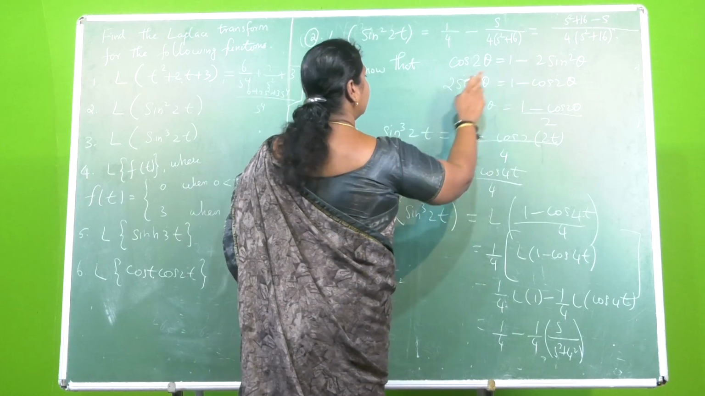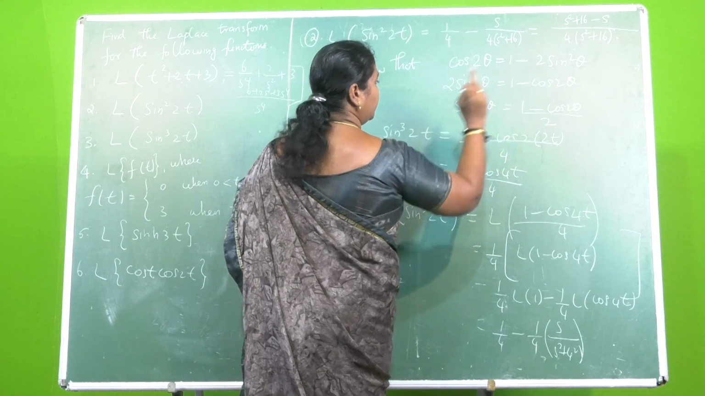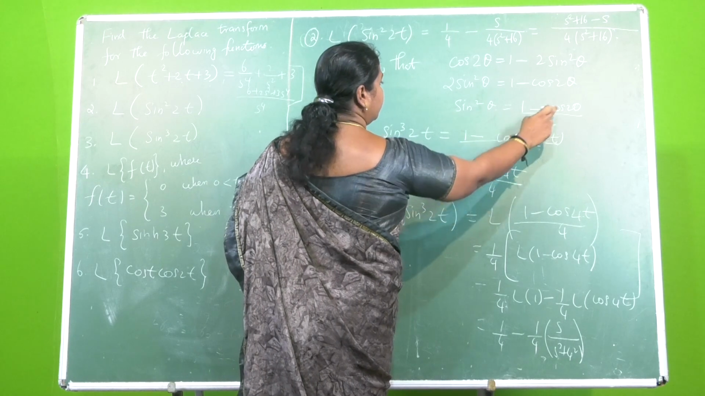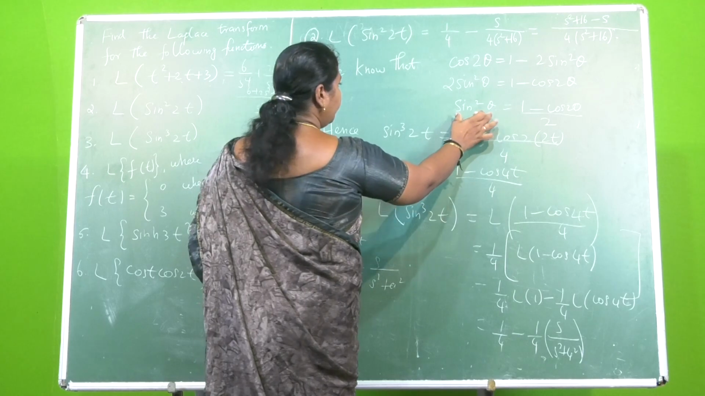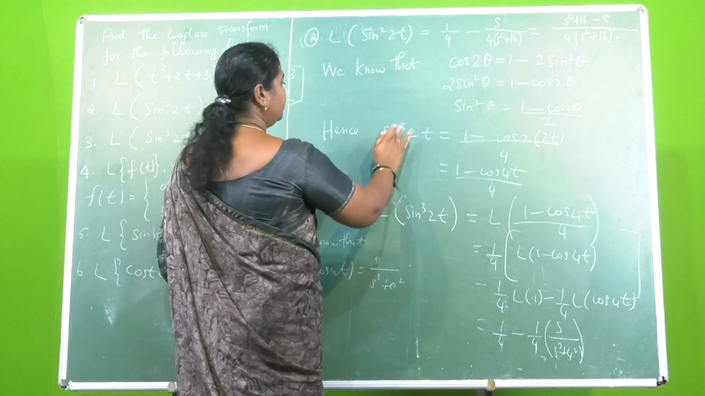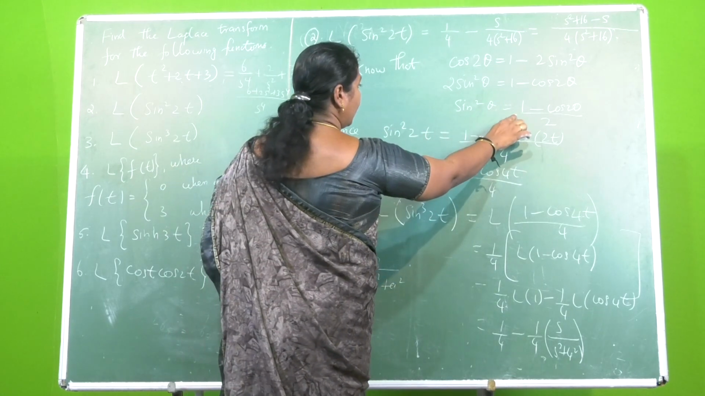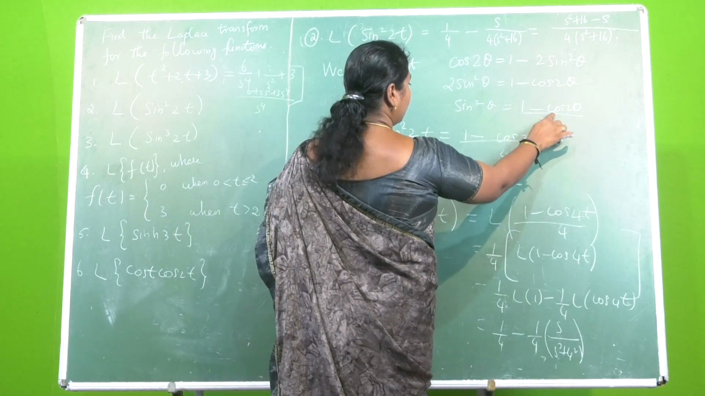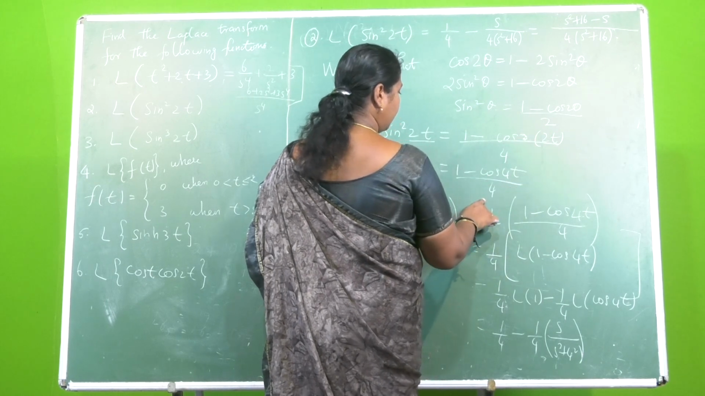So I am taking this to the other side. 2 sine square theta is equal to 1 minus cos 2 theta. So sine square theta is what then? 1 minus cos 2 theta divided by 2. Now we are going to apply this formula to calculate sine square 2t. So sine square 2t is nothing but 1 minus, in the place of theta we are having 2t, so 1 minus cos of 2 times 2t, that is cos 4t, divided by 2.